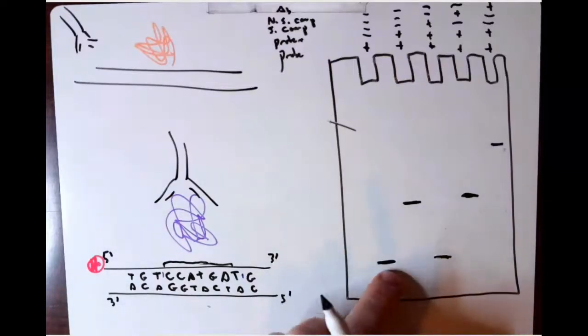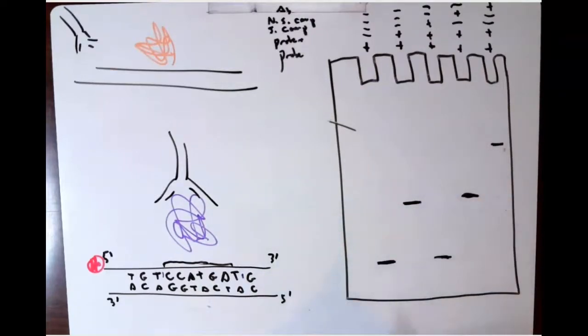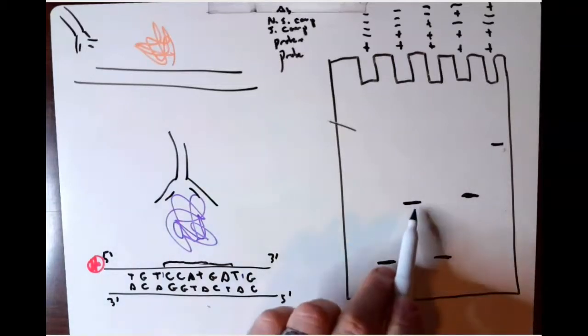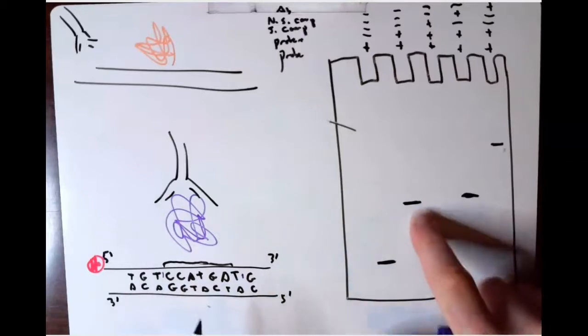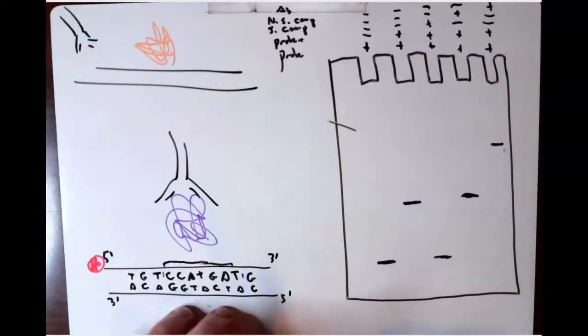So first lane is the probe alone. It shows us the migration of the probe when it's not bound by protein. Second lane, protein is added. It shows the shift if our protein binds to that DNA. And I said that specifically. If our protein binds to this DNA, we'll get a shift. The question then becomes, did we get the shift because our protein just bound to this DNA in general, or because it bound specifically to our sequence?